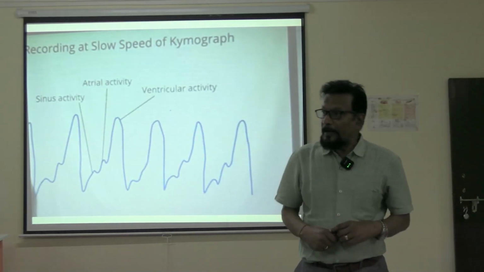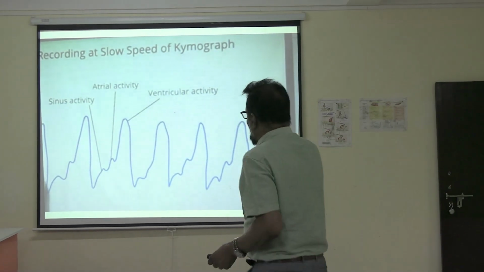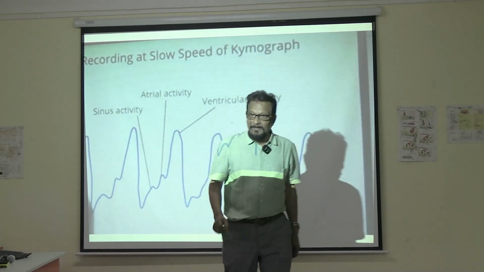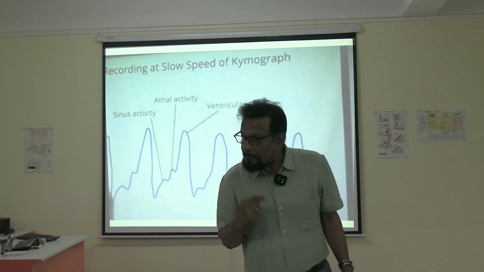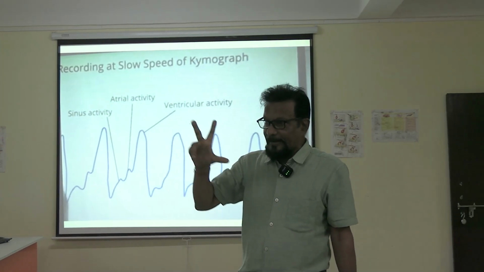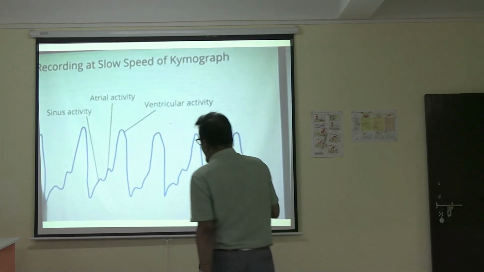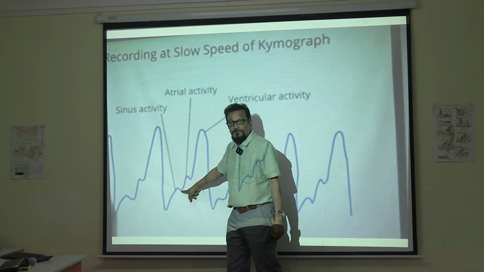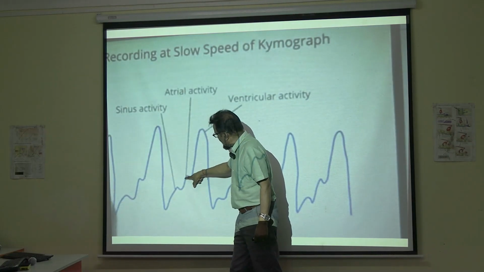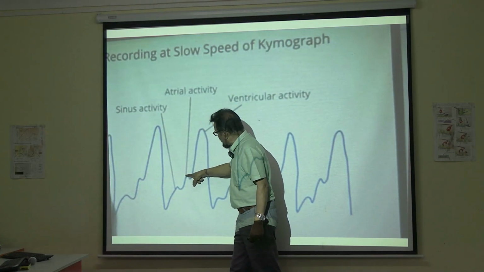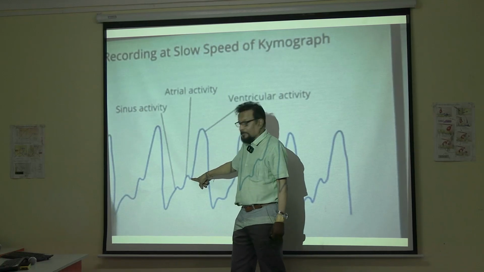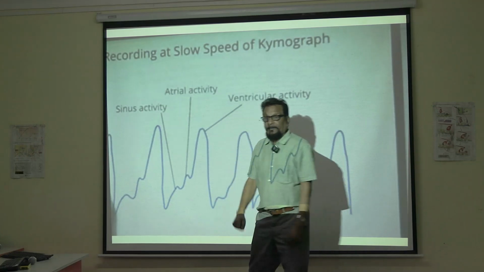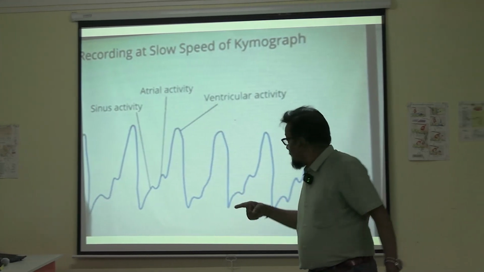Now these are the different components of the cardiogram. This upward stroke is due to systole of the sinus. The sinus also has myocardium, so it will also contract and relax. This is the contraction of the sinus, and this is the relaxation of the sinus, and this is the contraction of the auricle and relaxation of the auricle, and this is the contraction of the ventricle, and this is the relaxation of the ventricle.